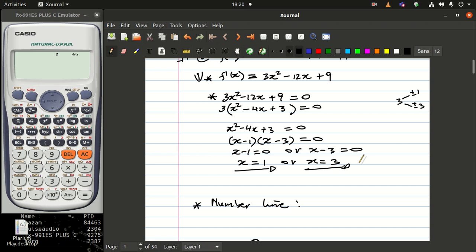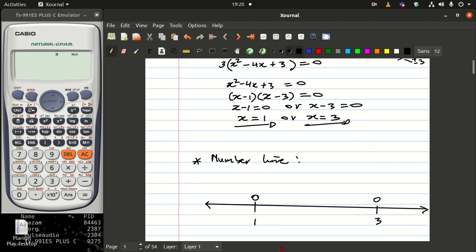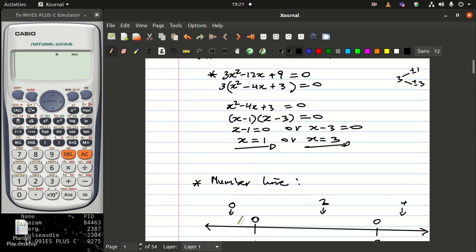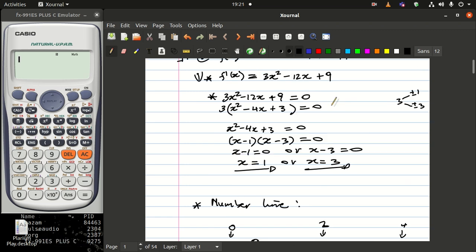So the next thing that we'll do is pick a number somewhere in each region. For the number that is less than 1, I'm going to pick a 0. Then I pick a number that is between 1 and 3. I'm going to pick a 2, of course. And then I pick a number that is bigger than a 3. I'm going to pick a 4, of course. After I've done that, I take the number 0 and plug it into the second derivative.